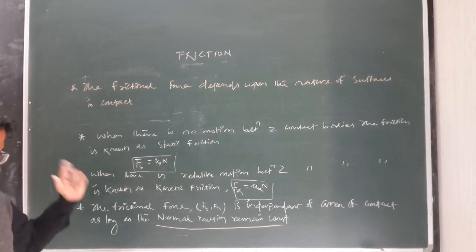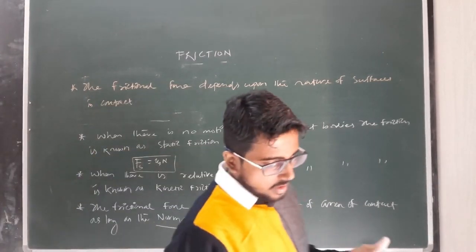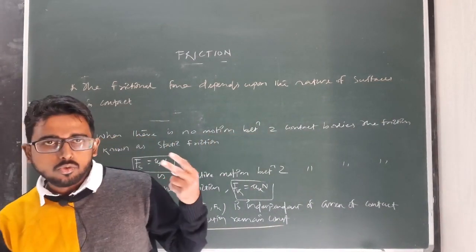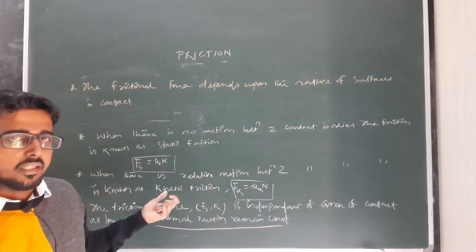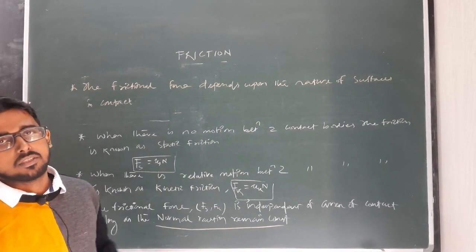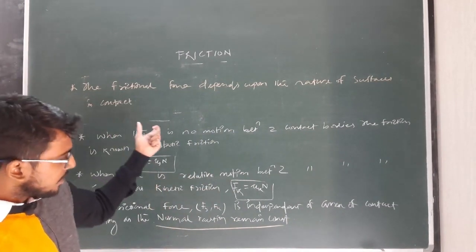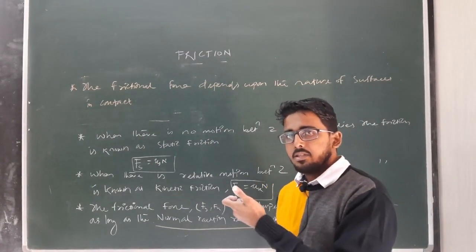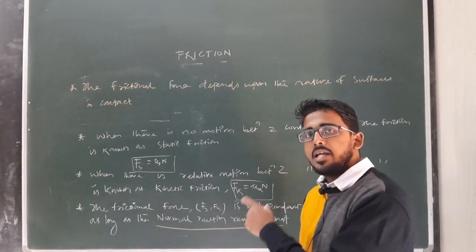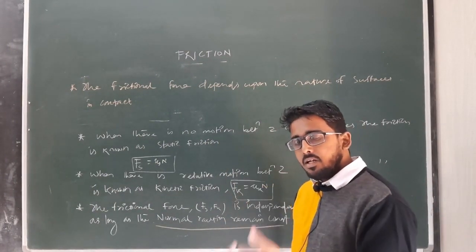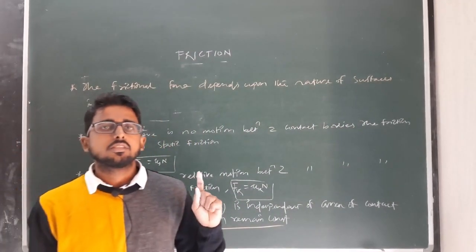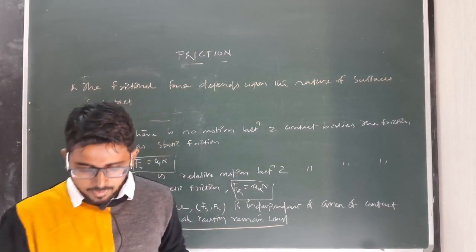Clear? So this is known as laws of friction, and we already studied what is frictional force, types of frictional force that exist between two solid surfaces in contact, their magnitude, and how to find out the direction of the frictional force. Then the frictional force depends upon the nature of the surface in contact, and it is independent of the area of contact until the normal reaction changes.